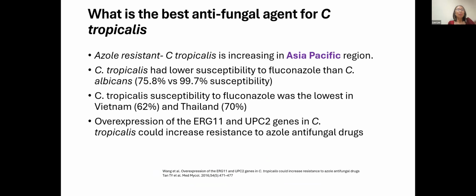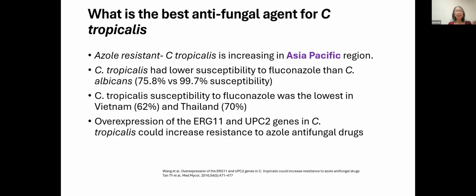So let's take a look at C. tropicalis. Azole-resistant C. tropicalis is increasingly reported in the Asia Pacific region. C. tropicalis has lower susceptibility to fluconazole than C. albicans, and C. tropicalis susceptibility to fluconazole was the lowest in Vietnam and Thailand. We do not have the data for Malaysia as a whole, but in my center, I've noticed that around 20% of C. tropicalis is actually resistant to fluconazole.